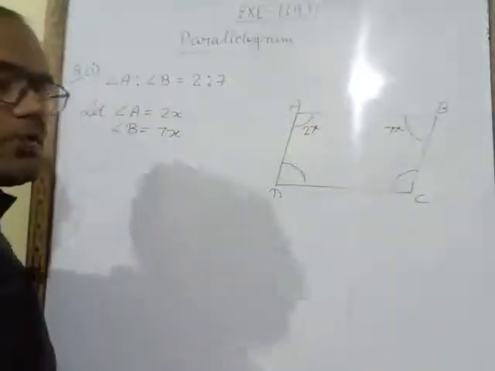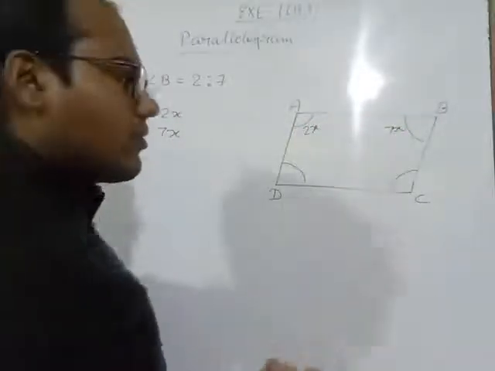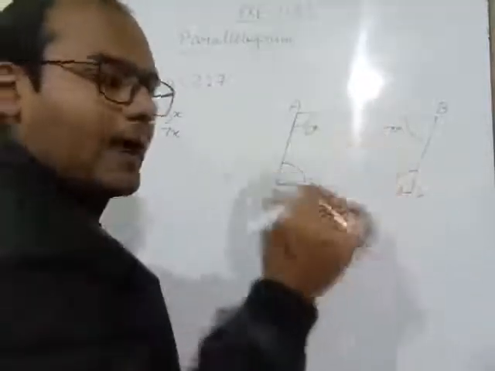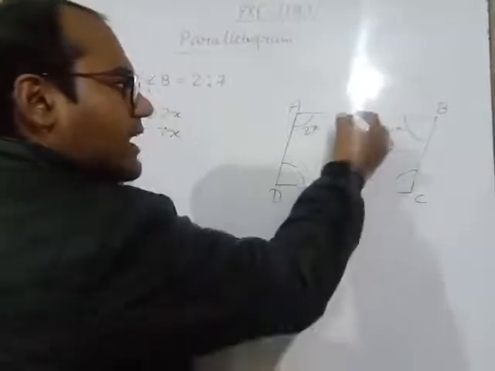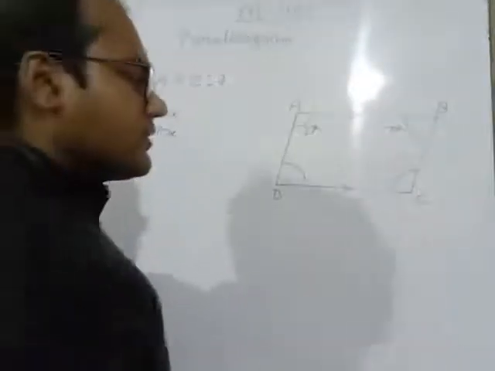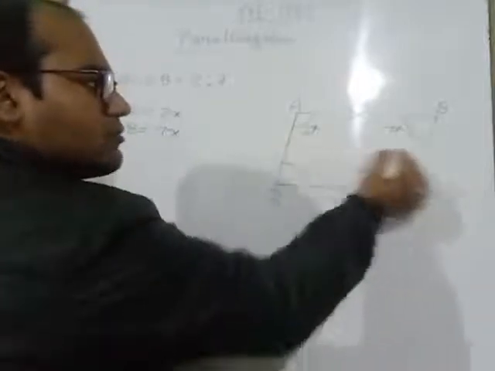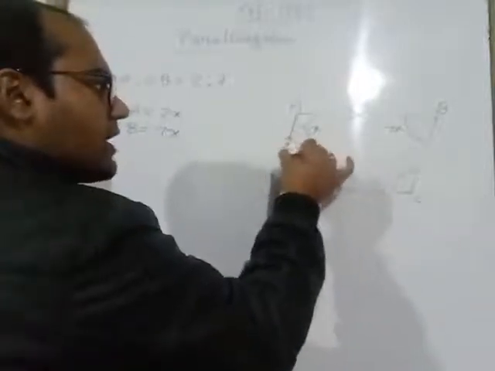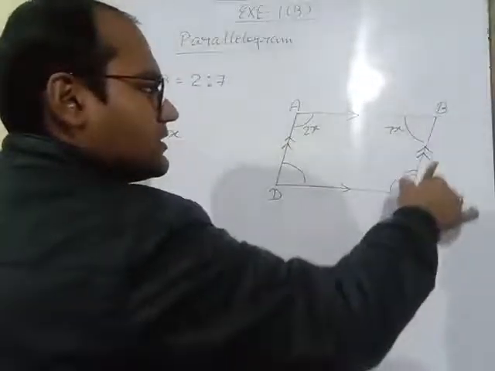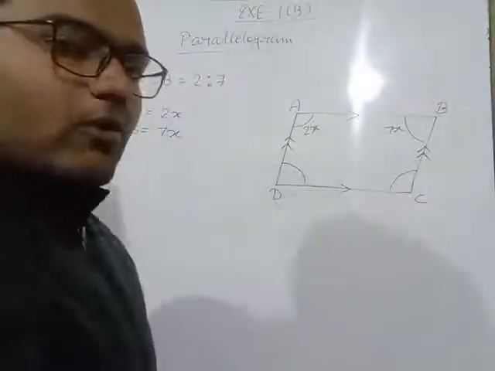Now we have to use the properties of a parallelogram. The first property of a parallelogram is that opposite sides are parallel. So we will put single arrows. These are the symbols of parallel lines. Similarly, these two are also opposite sides, so here we will show double arrows. AD side is parallel to BC side. Opposite sides of a parallelogram are parallel.